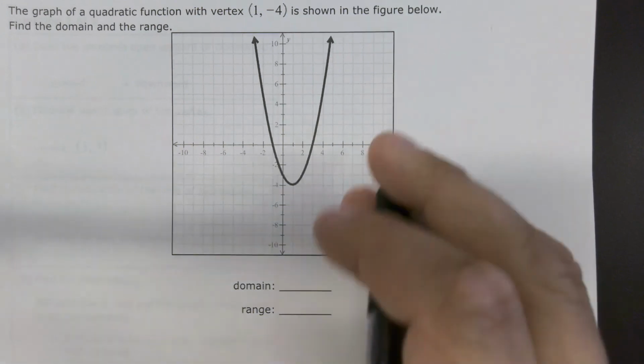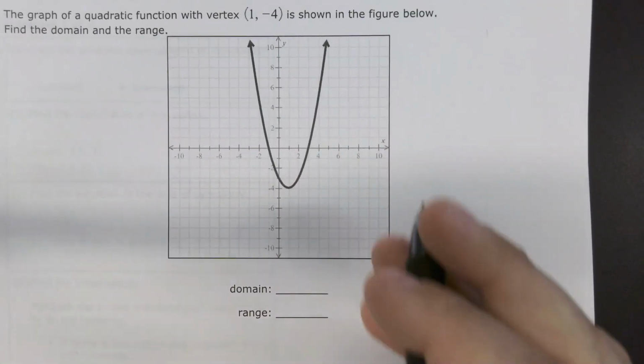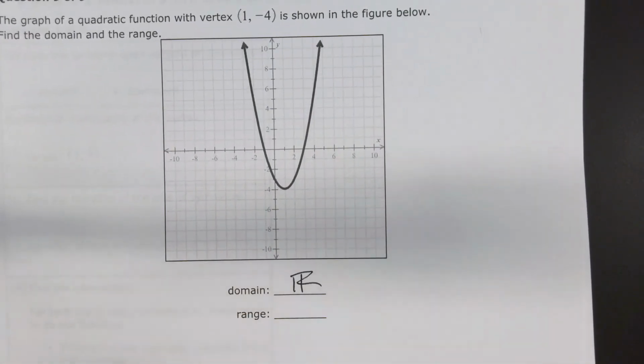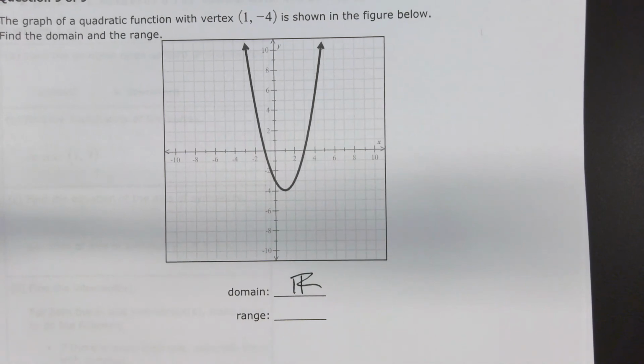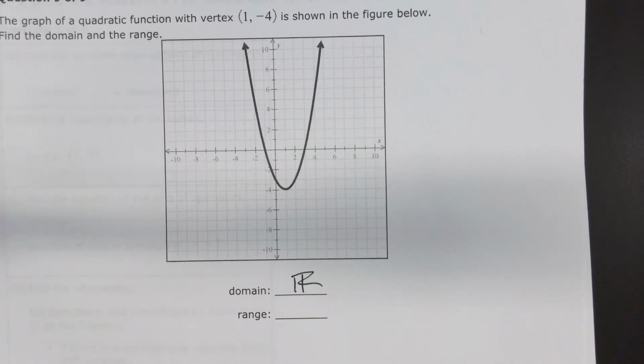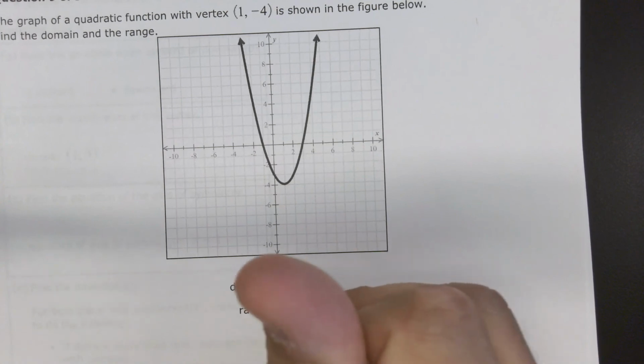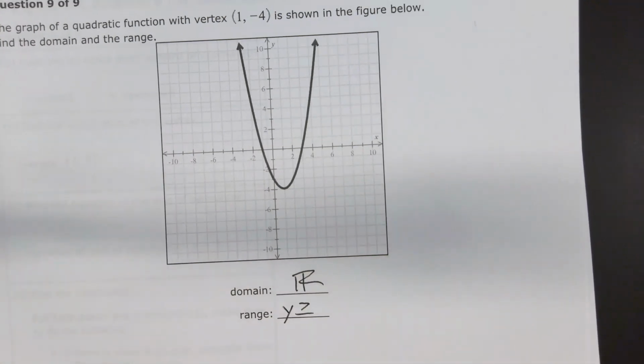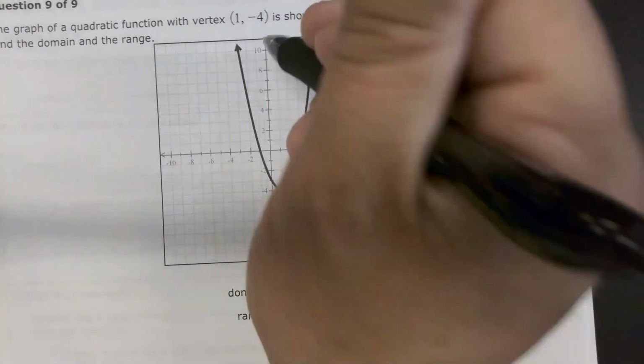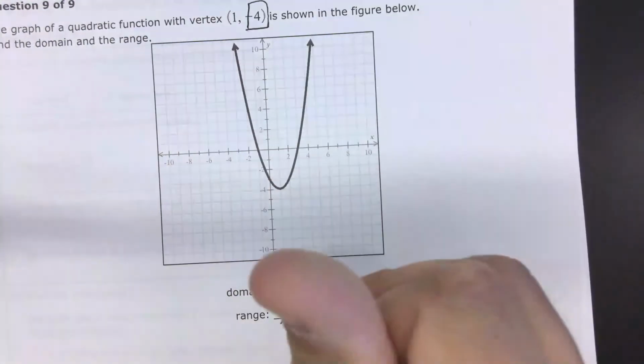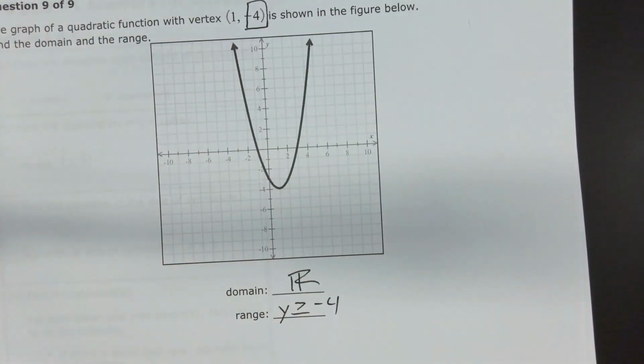Alright, here we go. The domain is all real numbers. The range, because it opens up, its y is greater than or equal to -4.